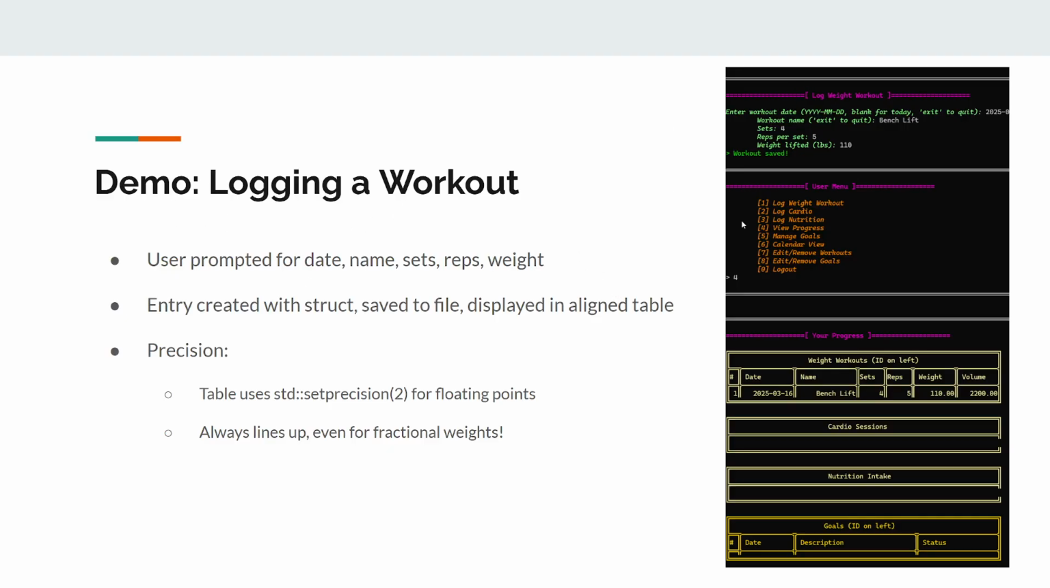So just a short demo, in the slides at least. I'll do a demo later with the actual terminal. So over here the user is prompted for a date, name, sets, reps, and weight for their workout when they want to log a weight workout. And once they enter that, the workout is saved. If it wasn't able to be saved, it'll say that. So once this is made, it creates a struct with this information and it's saved to their user file. And then when they want to display it, they just call your progress and boom, all of that information is right there. Right now the user has no cardio, nutrition, or goals, so that won't appear.